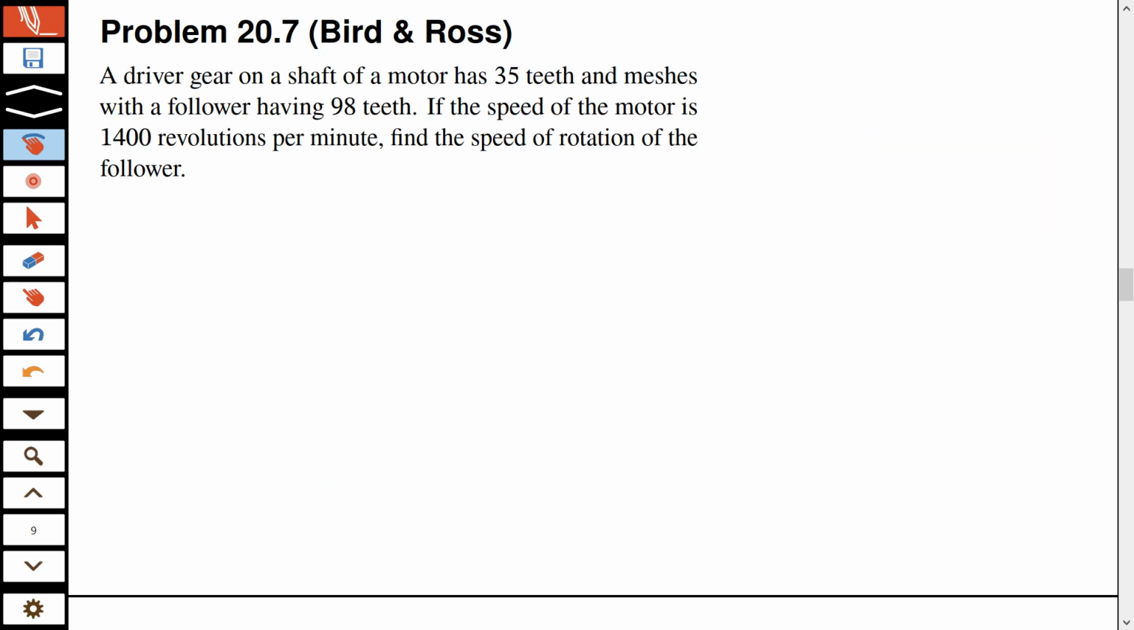Now we can attack some problems. It's a very simple problem to start with. Let's say we have a driver gear, which means a pinion, on a shaft of motor, that has 35 teeth. So I can think of this as NP, number of teeth on the pinion. And it meshes, meaning it combines, with the follower. Follower is your gear, so this teeth is NG. So NG is 98, and NP is 35.